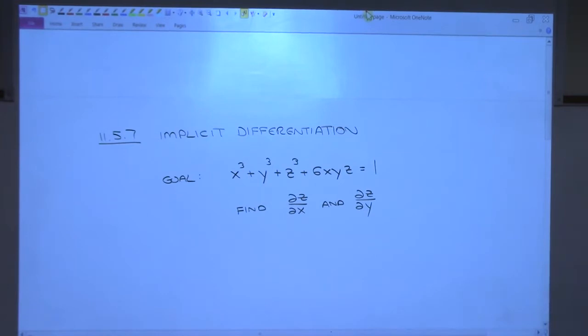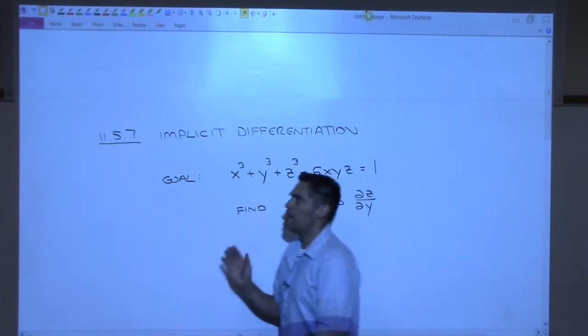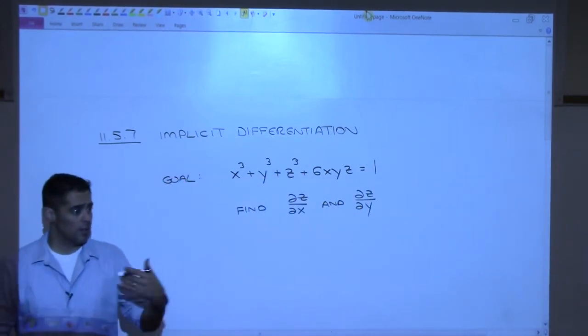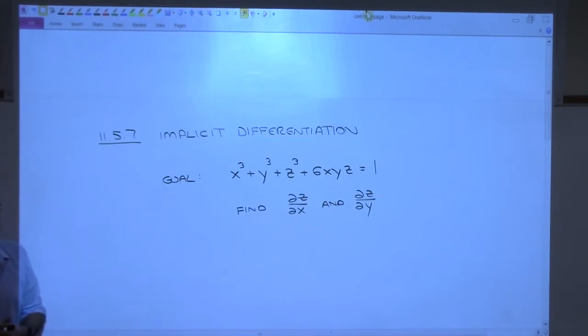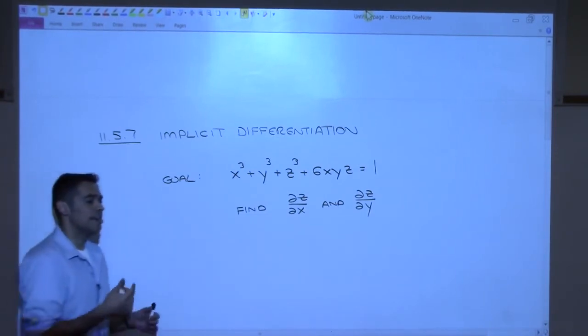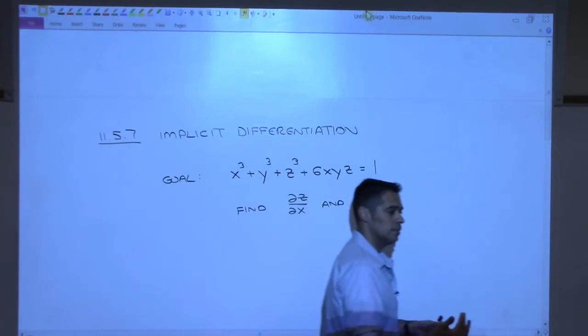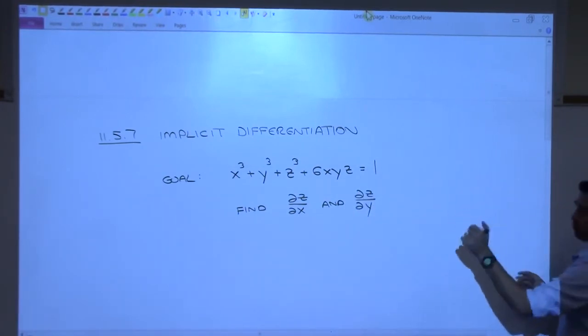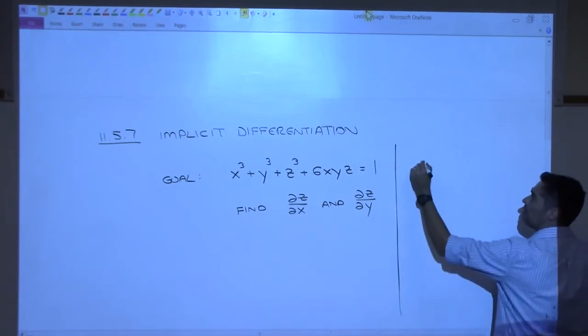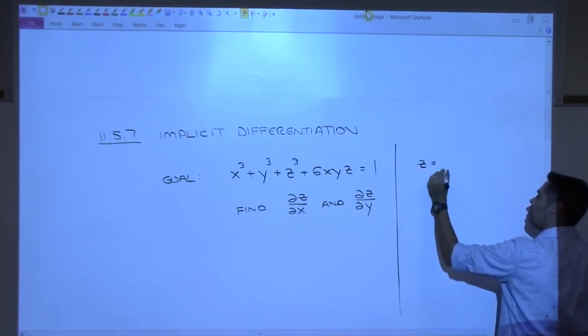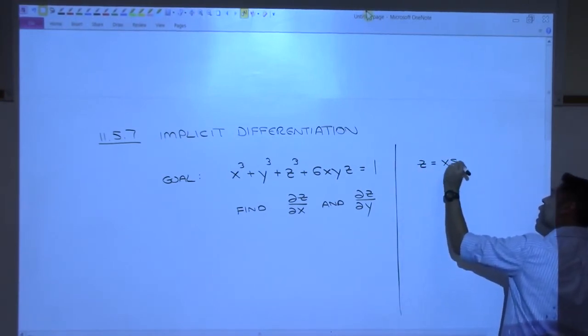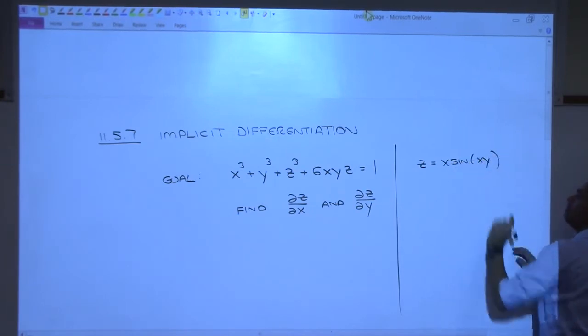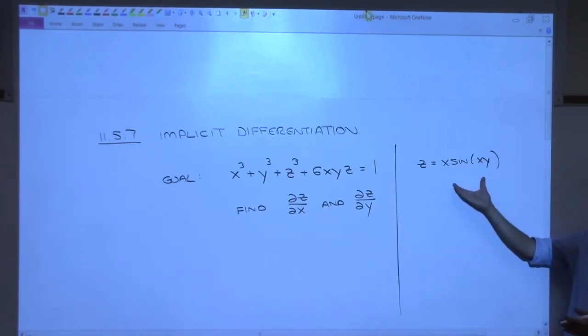So how did we do the partial of z with respect to x? We held y to be constant, didn't we? And there what we were saying is that z depended on x and y, right? So what we had done before this problem, if I gave you something like z equals x sine xy, this is the problem we've been messing with.